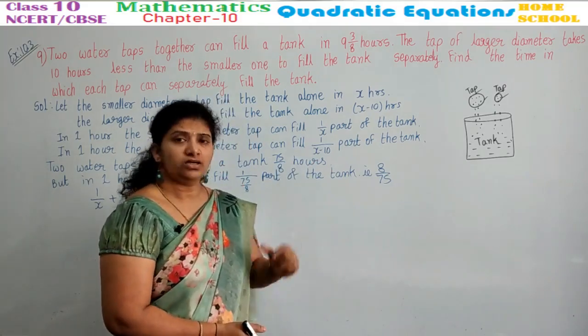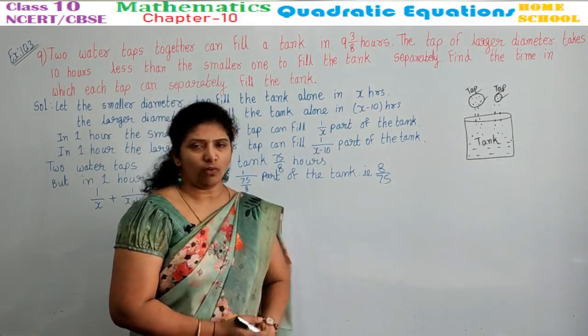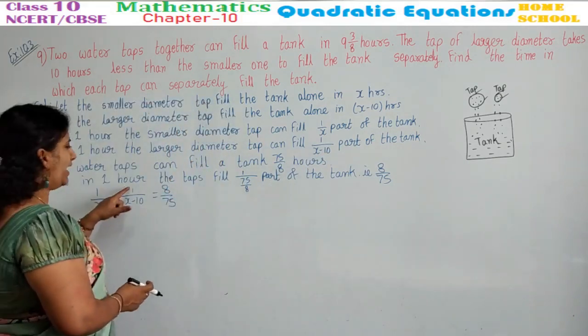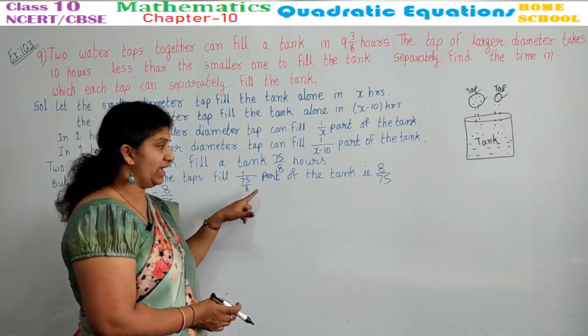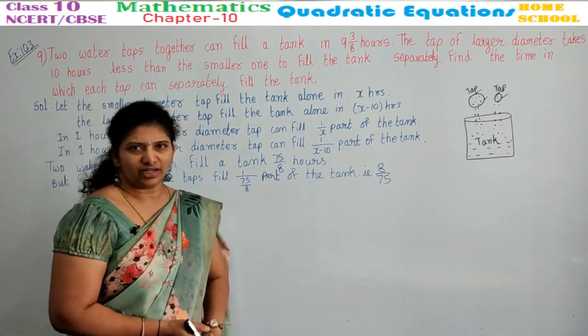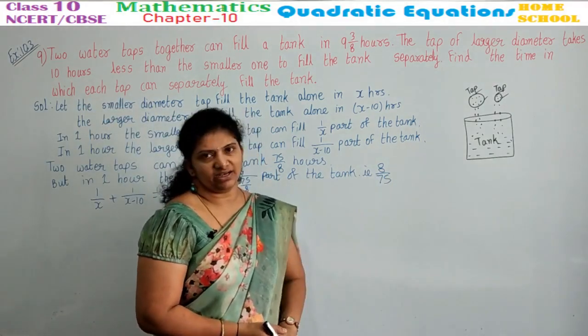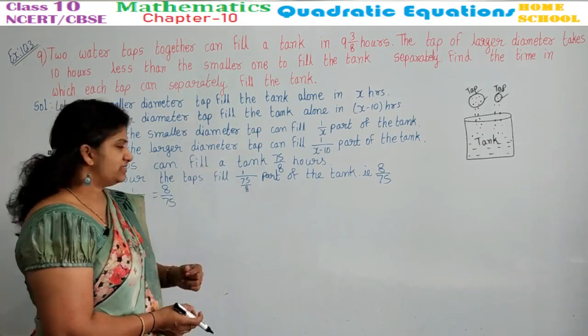75/8 hours. So the combination of two taps also I'll consider for 1 hour. In 1 hour, how much can they fill? In 1 hour, the taps fill 1/(75/8) part of the tank. So I rewrite it as 8/75, the reciprocal of this.